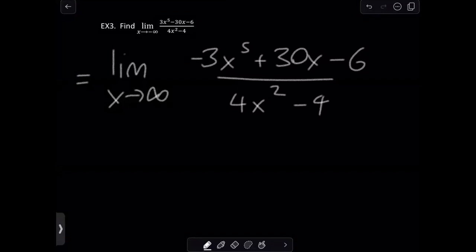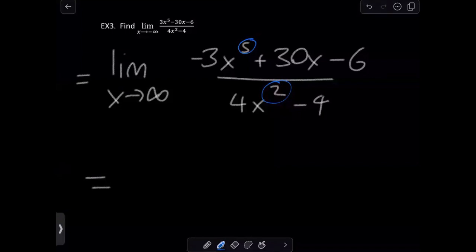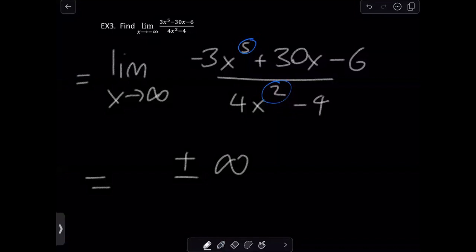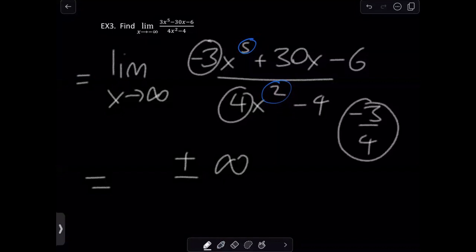Now we can work with this because it's a limit as x approaches infinity. The degree of the numerator is 5 and the degree of the denominator is 2. So we can see that this is going to approach either positive or negative infinity. We're dealing with a case 3 here. How we decide whether it is positive or negative infinity is we look at the ratio of the leading coefficients. The leading coefficients are minus 3 over positive 4. This is a negative fraction, so our answer is going to be negative infinity. And that's how easy the shortcut method is.